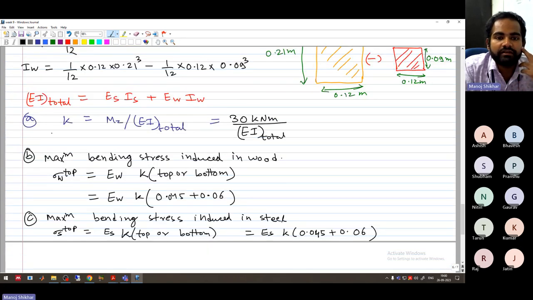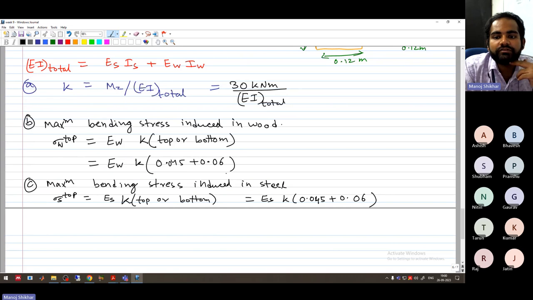Now, this kappa which we have calculated, this is for the neutral axis, right? So to calculate the kappa, keep in mind kappa is 1 by r. Kappa is 1 by r. So from here you can find what is the radius at the neutral axis. Suppose this is denoted by Kn, then the radius at the neutral axis will be 1 by kappa n.